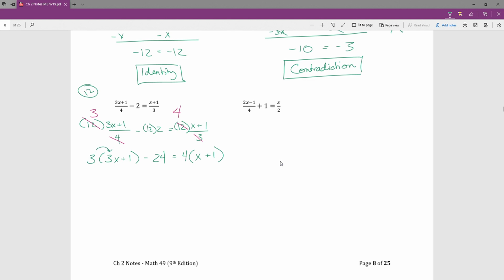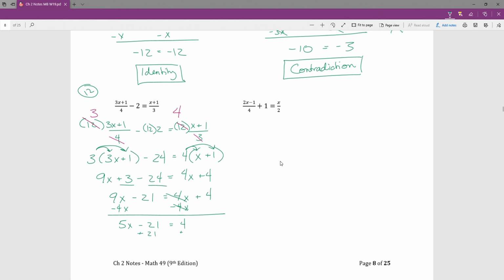I'm going to have to do some distributive property. So I'd have 9x plus 3 minus 24. And on the right-hand side, I distribute the 4 through that bracket. So 4x plus 4. I can gather up some of my like terms. 9x minus 21 equaling 4x plus 4. Just checking my key, I'm not going wrong. I'm going to pick on the x terms first, moving them over to the left-hand side. So I subtract 4x everywhere. That would leave me with 5x minus 21 equaling a 4. And now I'm going to add 21 to both sides.